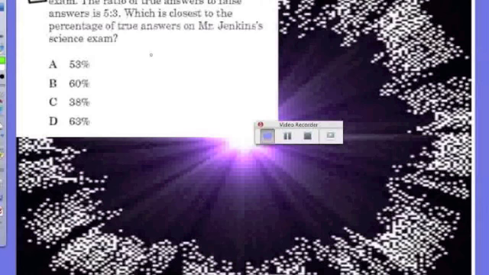Ooh-wee, this one is a troublemaker. All right, so anyways, there's true or false science exam. The ratio of true to false is 5 to 3. Right? Which is the closest to percentage of true answer on Mr. Jenkins' test? Is it 53%? What did I tell you about matchy-matchy? They trying to get you right there on letter A, like I told you.